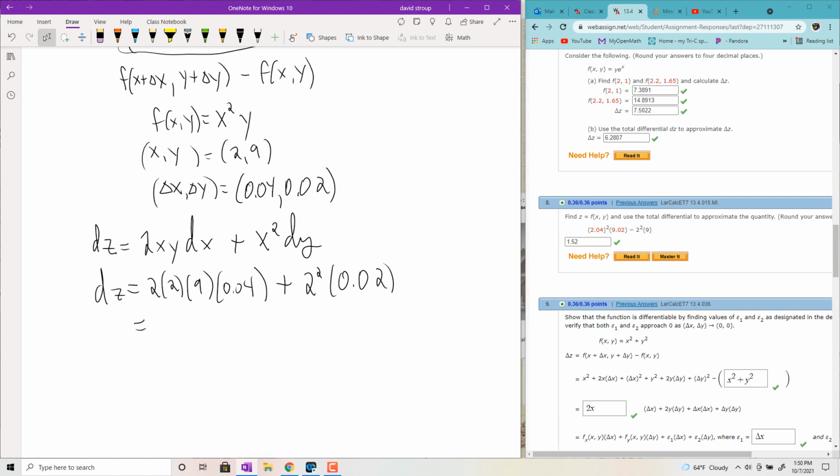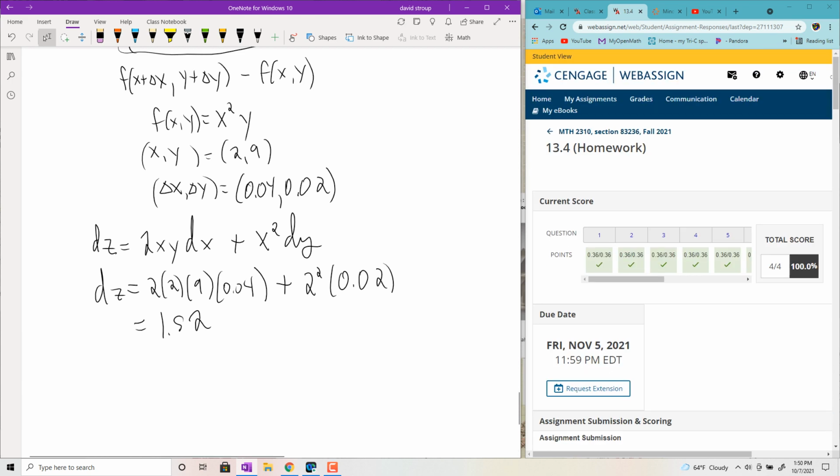I just want to make sure I got it right. So 2 times 2 times 9 is 36 times 0.04 plus 4 times 0.02. That should be 1.52. Okay, and I think that will get you through the homework then for this part.